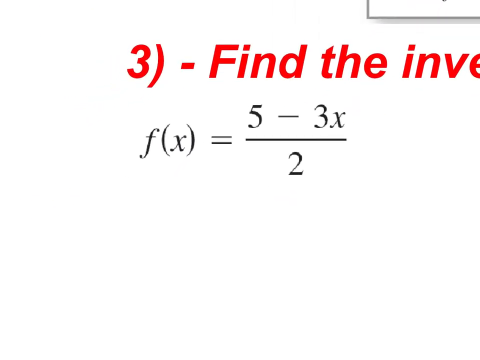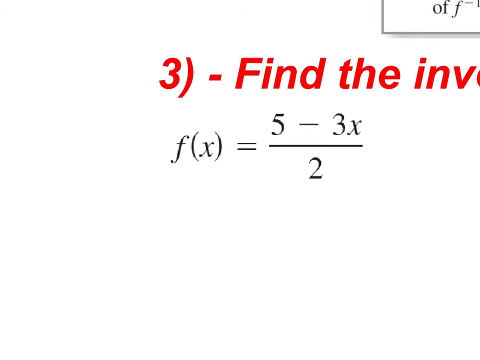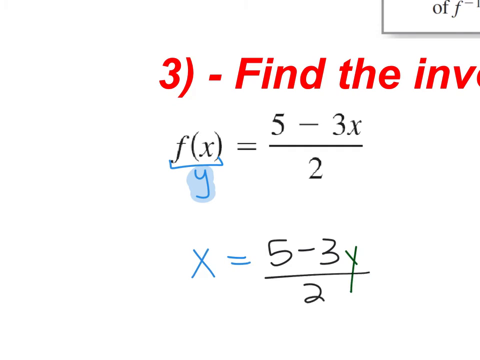So first example, f of x equals 5 minus 3x divided by 2. So what we're going to do is replace f of x with y. So think about this as y. We're going to replace this with just x equals, and then 5 minus 3, and then we're going to change the x into a y, and divided by 2. So the first step is to switch x and y. And now we will solve for y. And that will be our inverse.